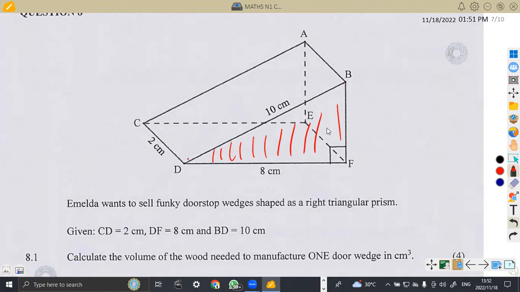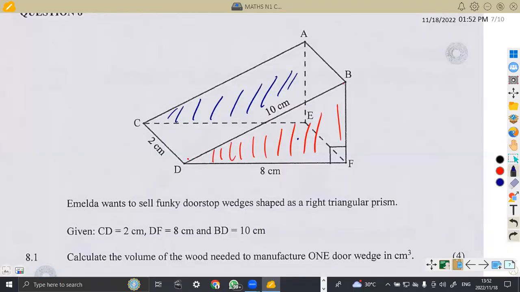BDF, this triangle, is the same as the triangle which is going to appear on the other side, which you see there. So area times the height, that is the length from one side to the other, is going to give you the volume. That's how you work out volume. Okay, what I'm trying to say is this, guys.